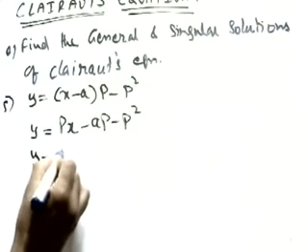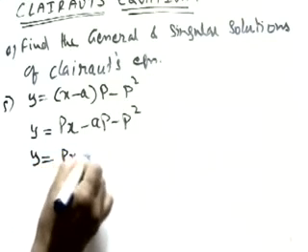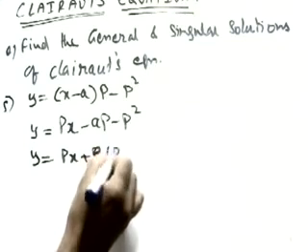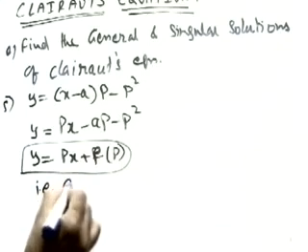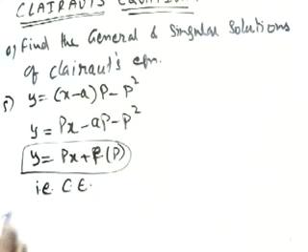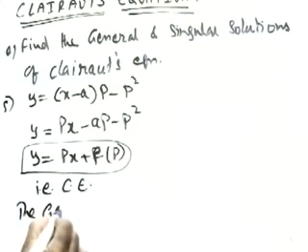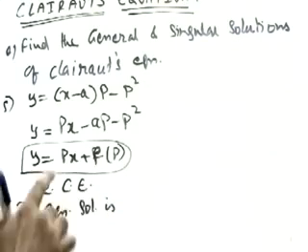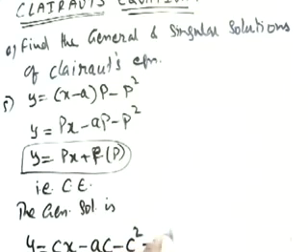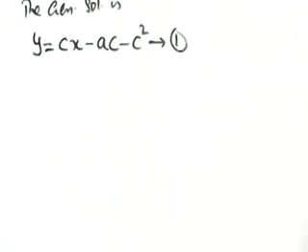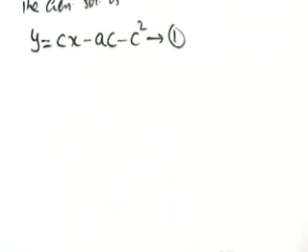So now you see this is of the Clairaut's form. What is Clairaut's form? y equals px plus f of p. This is f of p. So it is a Clairaut's equation. Therefore, the general solution is: in place of p we have to write c. In place of p, if we write c, y equals cx minus a into c minus c square. Let's note this as 1. So here we got the general equation.